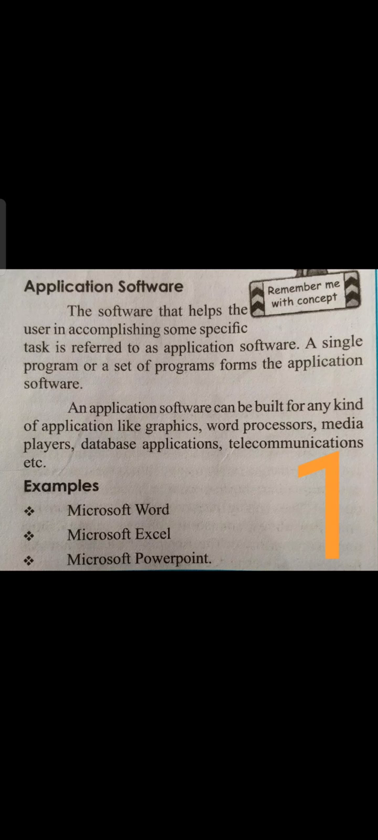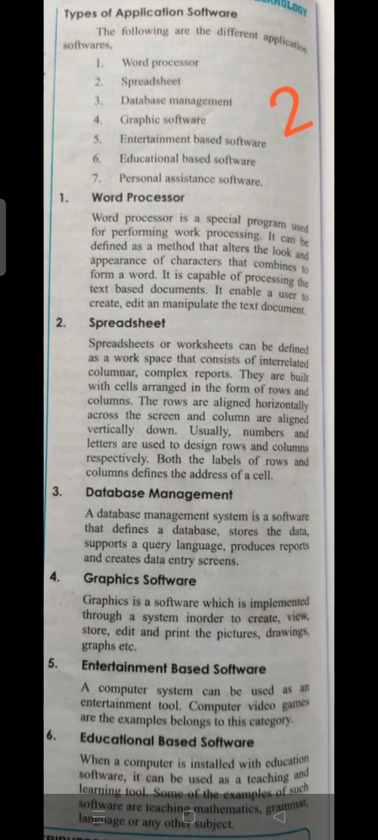Some examples you can see: Microsoft Word, Excel, which we will see in our labs, Microsoft PowerPoint, Microsoft Access, all are application softwares only. If we talk about types of application software, depending on the working purpose, they are categorized as word processor, spreadsheet, database management, graphic software, entertainment based software, and educational based software. Some are personal assistance software also.